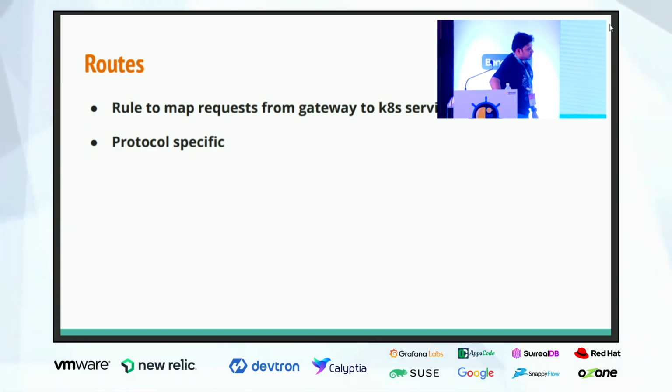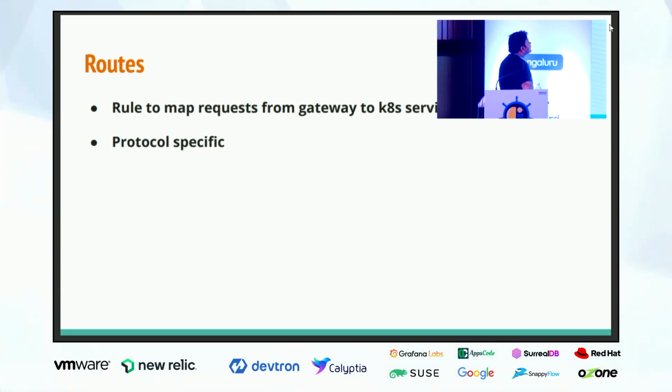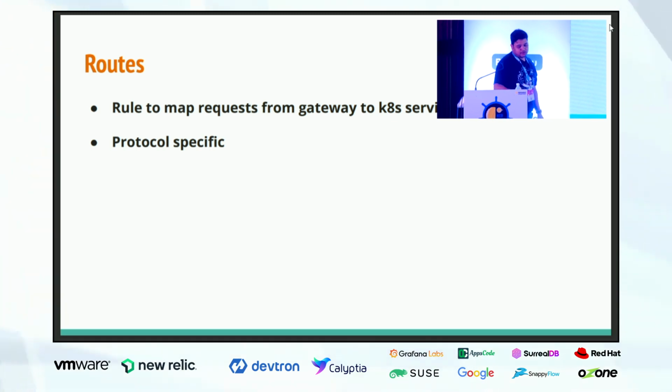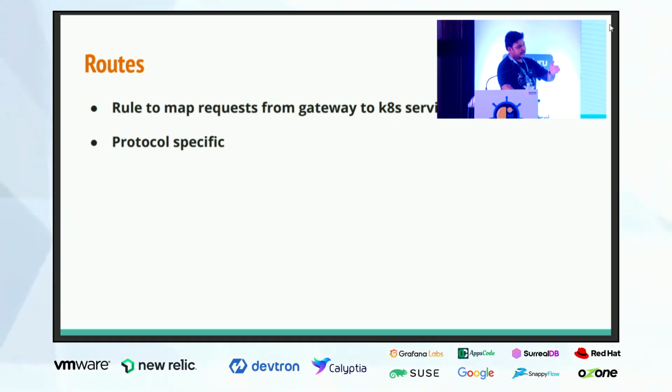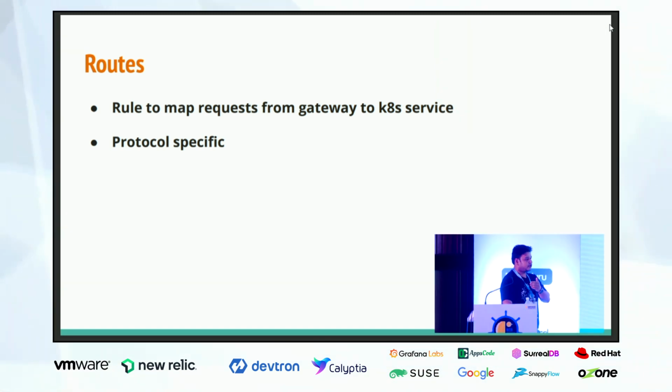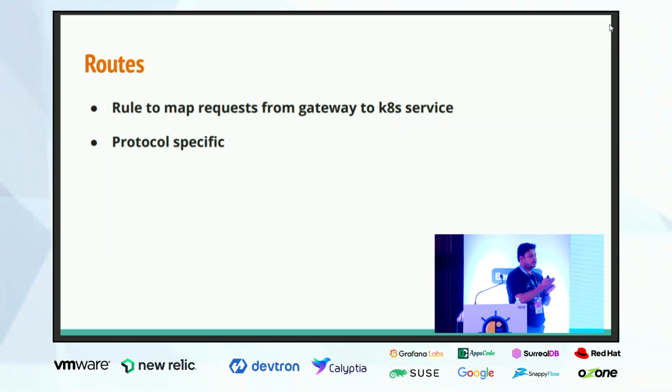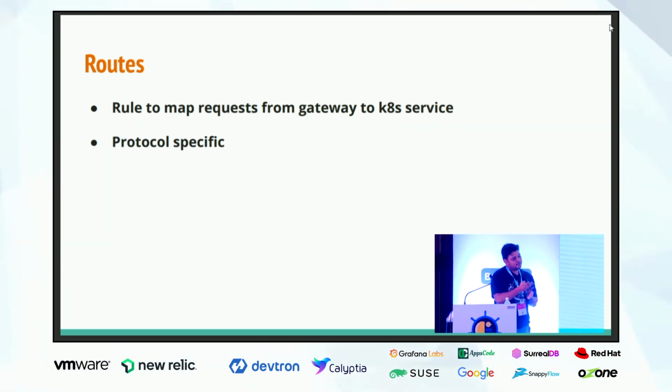And then we have something called routes, and these routes are protocol specific. They specify rules based on which, once the traffic reaches the gateway, how that traffic gets translated to different services or different apps deployed on Kubernetes, right? So these specify that mapping: once the traffic reaches the gateway, what operation it needs to do and how the request coming from the clients gets mapped to our application.